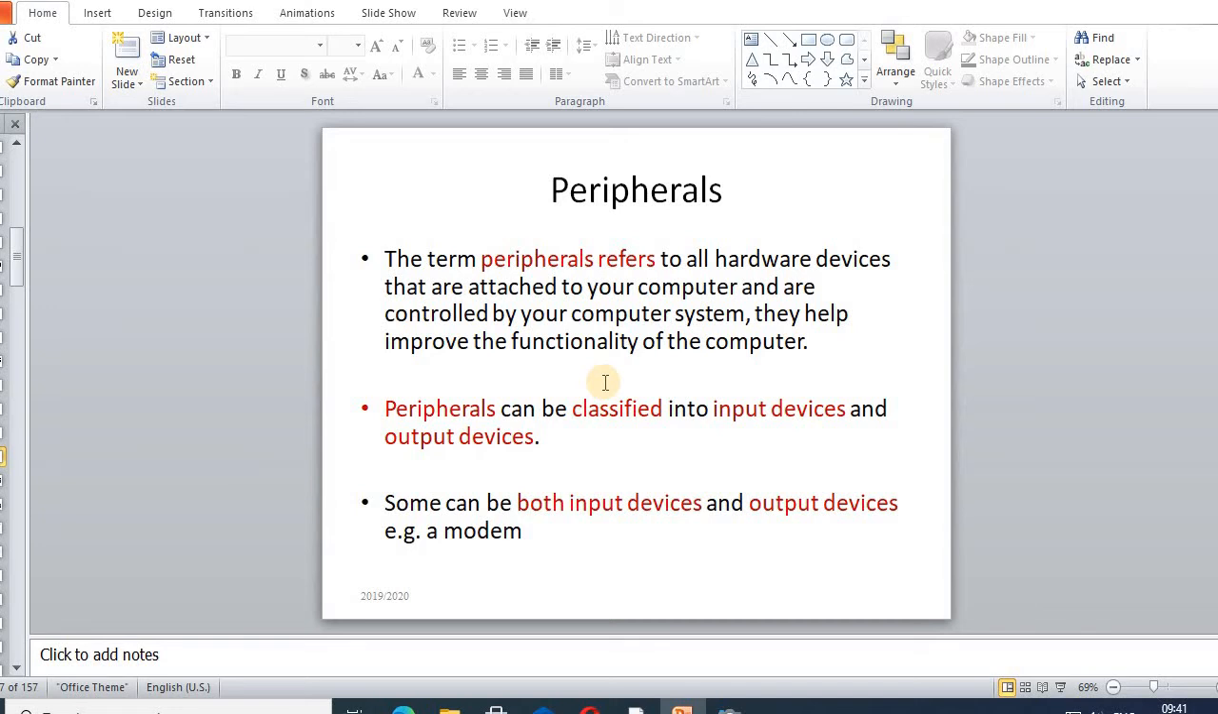So peripherals can be classified into input and output. Altogether, there are so many. All the keyboards, monitors, they are peripherals. Indeed, we know that. So when some questions come here, you need to be careful. Some can be both input and output devices, for example a modem. Why do we call a modem both input and output?